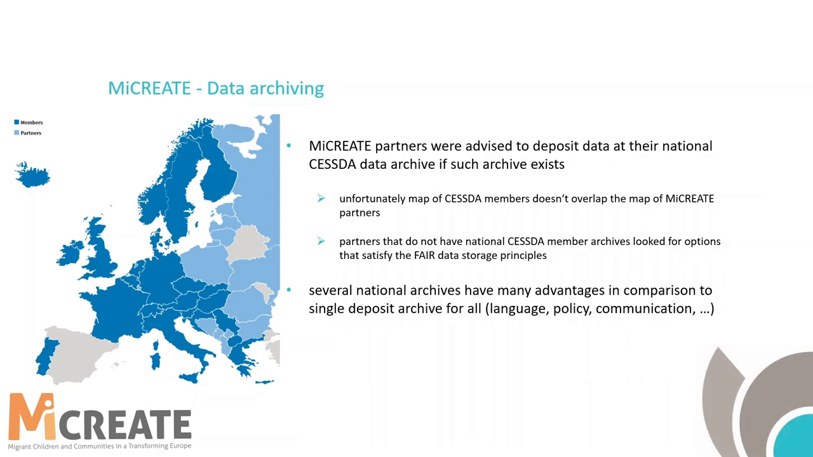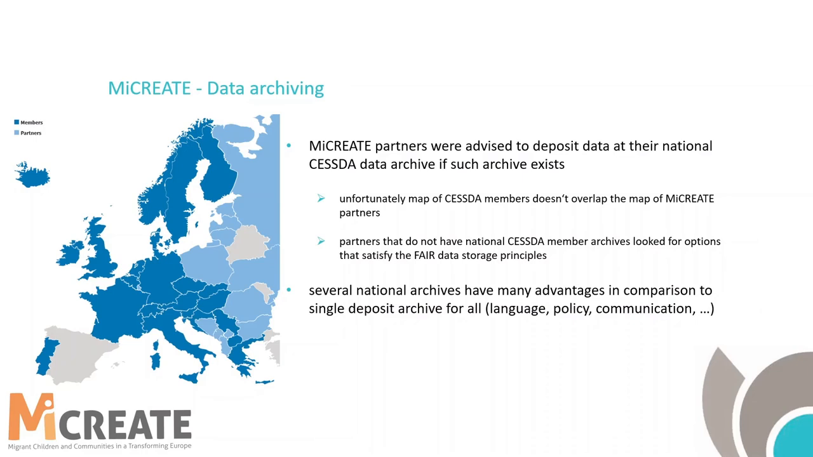Now, where to put all this data? This is the map of CESSDA partners, CESSDA archive partners. If you remember back the map of the project partners of the MiCREATE project, it almost overlaps, but not entirely. There are a few countries that do not overlap, like Spain, for instance, but there are some administrative issues there. So the archive that they have, the University of Catalonia, are okay. Poland is not a member, but a partner, so that was quite okay. While all the rest, we had absolutely no problems.